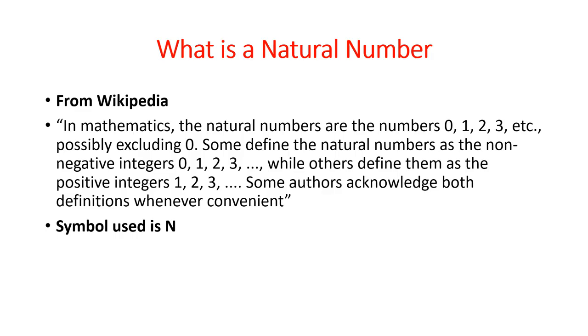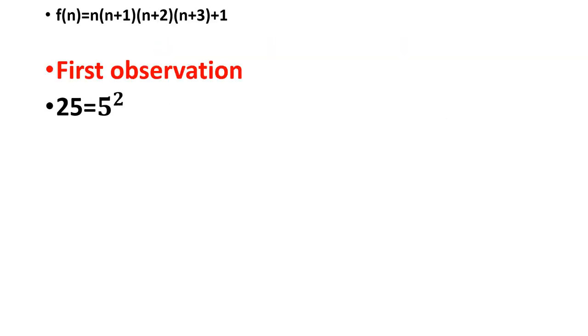Natural numbers, on the other hand, which again I took from Wikipedia, are the numbers such as 0, 1, 2, 3, etc. Some authors believe 0 should not be part of the natural numbers, some authors, on the other hand, believe it should be part of them. But in this particular problem, 0 is not part of the natural numbers. The symbol we use for natural numbers is N, and the symbol we use for real numbers is R. Now let's look at our problem.